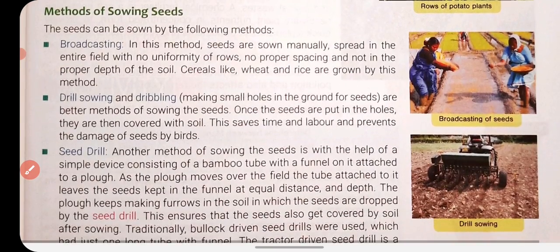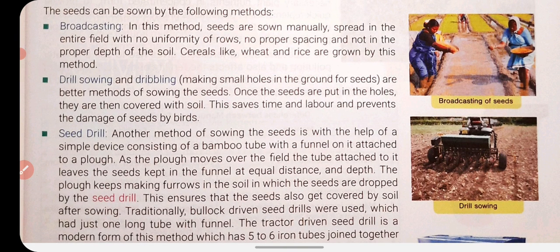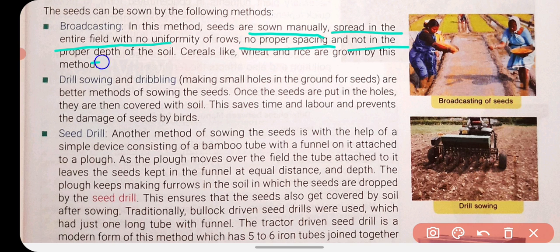Now we will see the methods of sowing seeds. There are different kinds of methods that we use in sowing the seeds. So the first one is broadcasting. In this method, seeds are sown manually by hand, and they are spread into the entire field with no uniformity of rows, no proper spacing, and not at the proper depth of the soil. Cereals like wheat and rice are grown by this method.